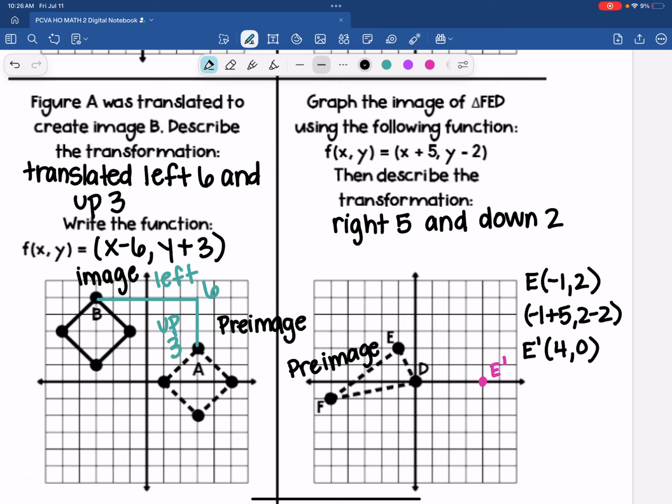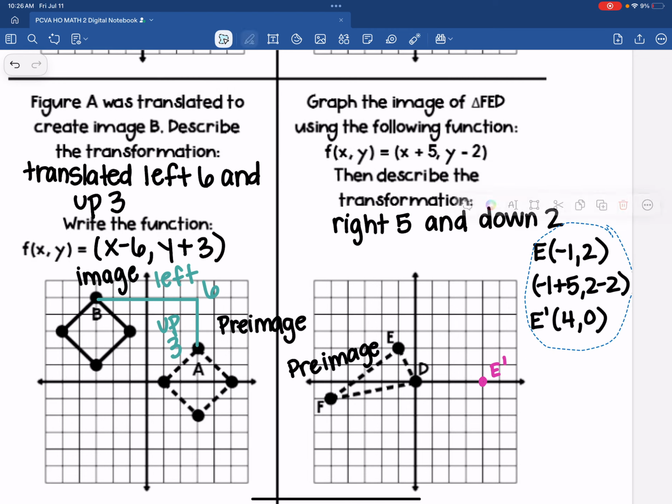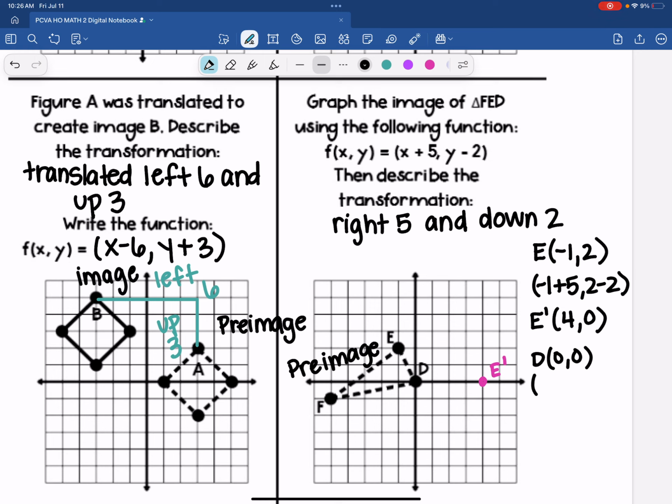Like I said, depending on what's more comfortable for you, if you have graph paper at home, it really is what works. So then we have D. So D is located at 0, 0. So we would do 0 plus 5, and then 0 minus 2, which would give us D prime, and that's going to be 5, -2. All right, so we're going to go to 5, -2.